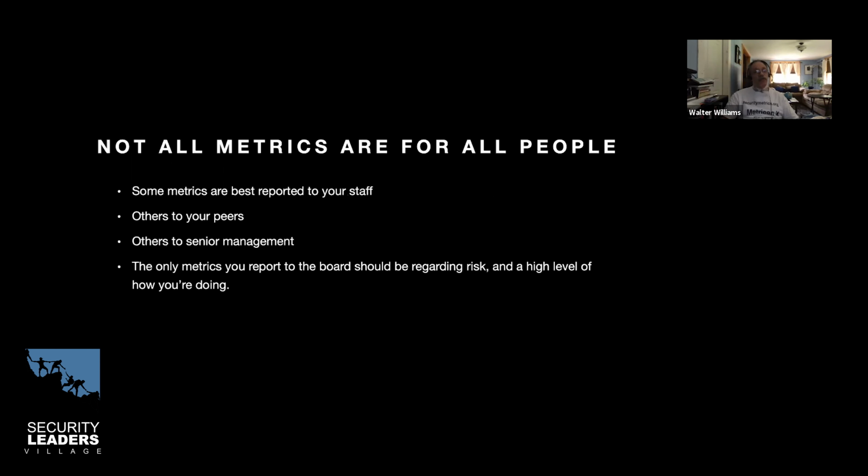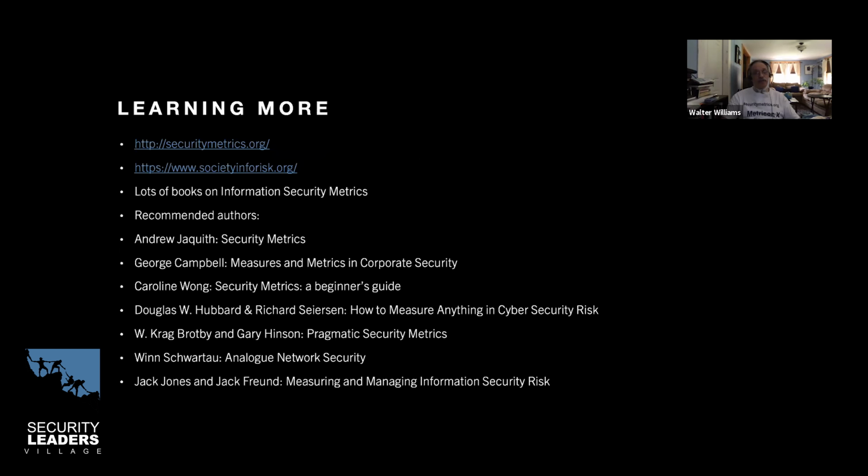Now, not all metrics are for all people. Certain metrics you're going to want to report to your staff for them to take action. Others you'll want to report to your peers because they are the people who need to act on it. Some metrics need to be reported up to senior management so that they can be aware of how things are going in the environment or take action if their underlings are not doing something. And finally, the metrics you report to the board. What is your risk? And on a high level, how are you doing in managing it?